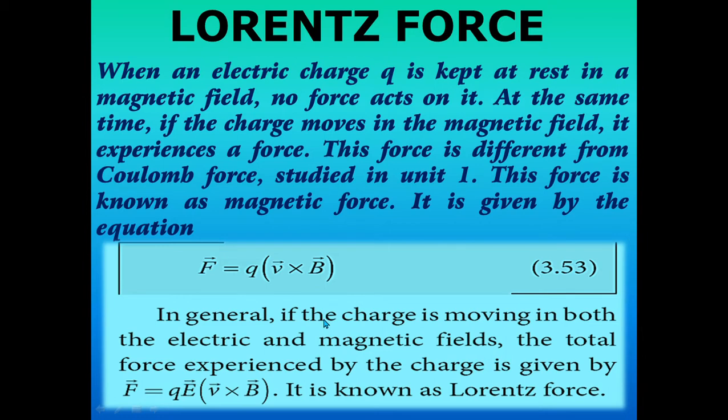If the same charge is moving in both electric and magnetic fields, the total force experienced by the charge is given by F vector is equal to Q into E vector plus V vector cross B vector. What is meant by Q? Charge. What is meant by E? Electric field. What is meant by B? Magnetic field. What is meant by V? V is nothing but the velocity of the charge. It is known as Lorentz force.